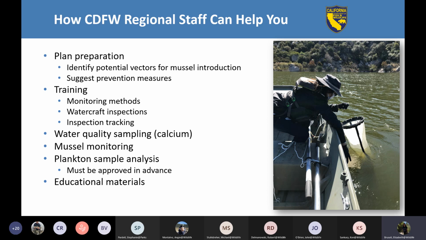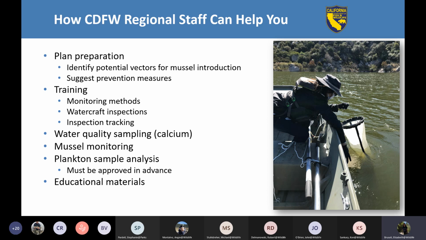And there are many resources we provide and many ways that the staff can help you work through the different elements of a prevention plan. So they can help you with the plan preparation. They can help you identify the potential vectors, pathways for mussel introduction at your water body, and suggest prevention measures that you could incorporate into your program.